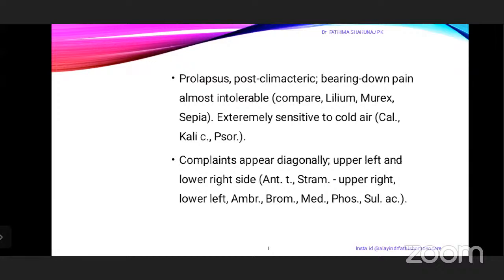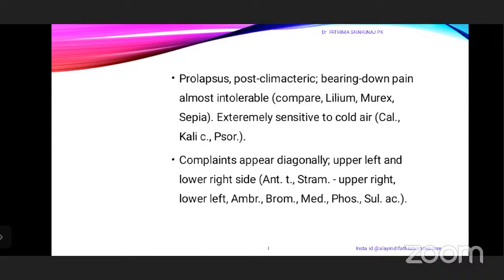Then there will be extreme coldness, extreme sensitivity to cold air: Calcarea, Calcarea carbonica and Psorinum. This symptom is compared with paralytic lameness. Calcarea carbonica is also very sensitive to cold air, and in Calcarea, sensitivity to coldness will be felt throughout the remedy. And Psorinum, as we know, even in hot summer weather they prefer to wear a fur cloth, fur cap. So that much extreme sensitiveness to cold air. These are the symptoms compared here.